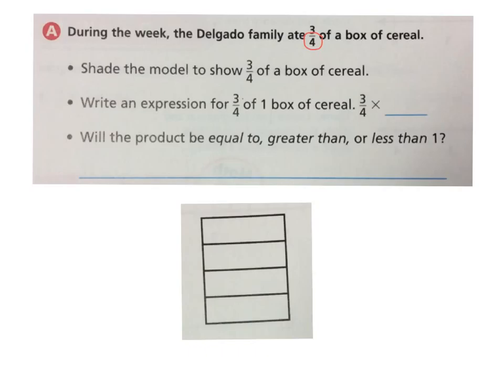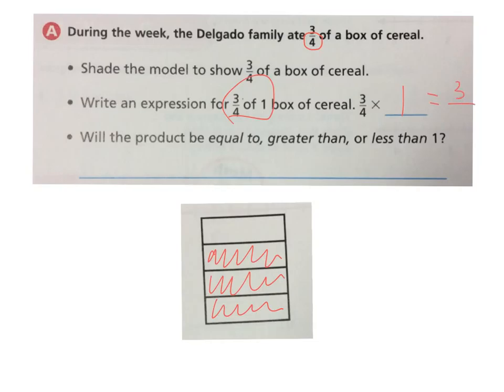Now, let's shade in this model in your notebook. Please shade it in to show that 3/4 of the box of cereal was eaten. I'm going to shade in 1 part, 2 parts, and 3 parts. Now, how could we write an expression, meaning a math sentence, that shows that 3/4 of one box of cereal was eaten? How could we write a math equation? Go ahead and write it next to your model. So a math expression that shows 3/4 of 1 would be 3/4 times 1. Now, let's take a look. What is the answer? What is 3/4 times 1?